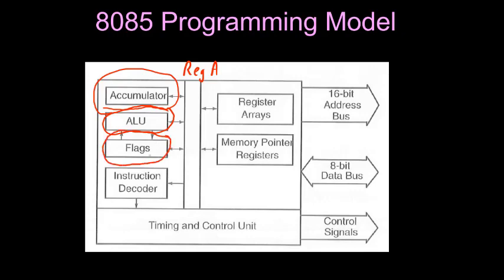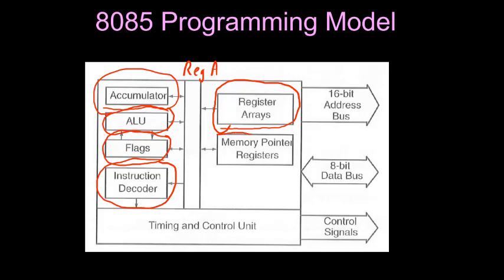Then we have the instruction decoder. The instruction decoder is responsible for decoding the instructions. Whatever instructions we are giving to the microprocessor, they are decoded by the instruction decoder, and then the microprocessor knows what is to be done. Then we have a register array. Registers are the fastest available memory. In a microprocessor there are a number of registers, not a single register.